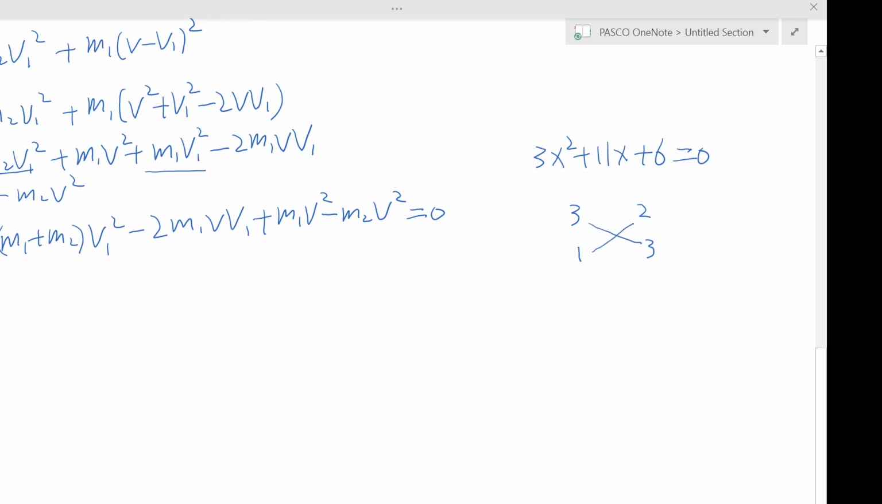Then you add your answer. See if you can get the number in the middle. And in this case, yes, 3 times 3 is 9, 1 times 2 is 2, 9 plus 2 is 11. Right on. So the factor result is 3x, put the x here. Then this is going to be one of the factors, this is going to be the other factor. So the result is (3x plus 2) times (x plus 3).